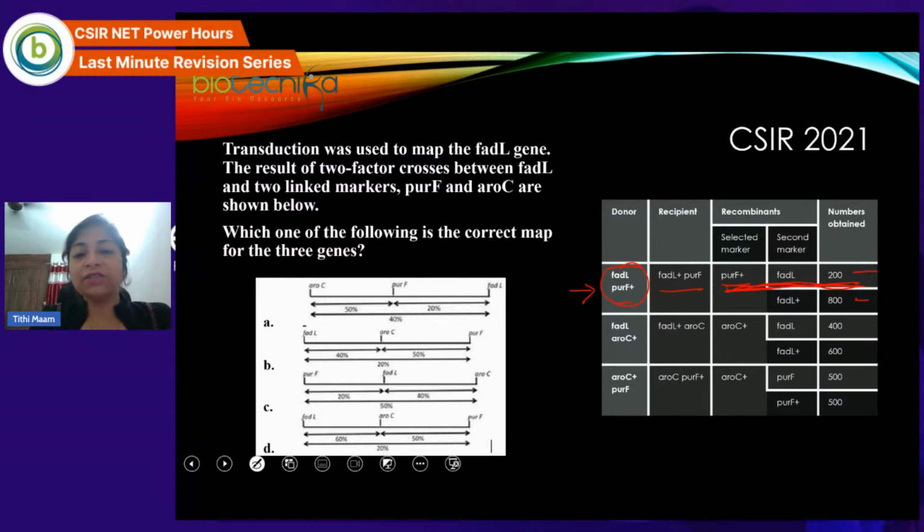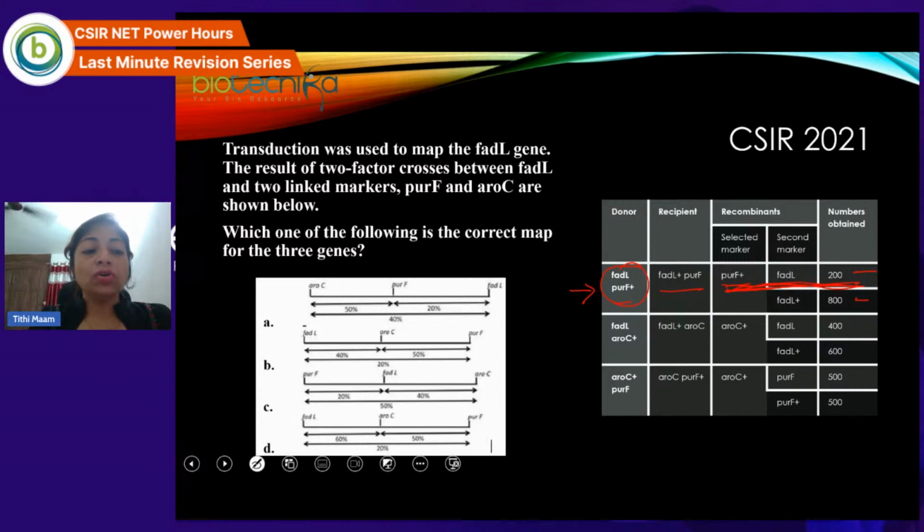Transduction is what? Transfer of genetic material from donor bacteria to recipient bacteria via a phage. Right? The donor has only FADL, not plus, but PERF plus. So now when you are selecting PERF plus, if you are looking for co-transduction, which gene should come with PERF plus? It has to be FADL, because that is what is present in the donor.